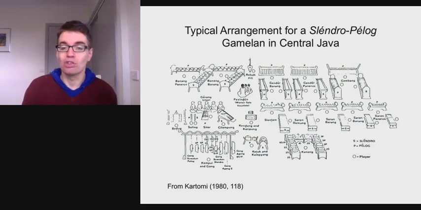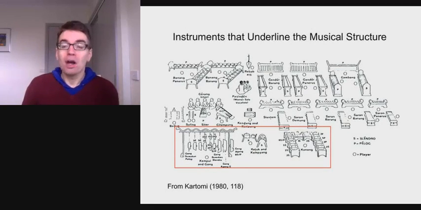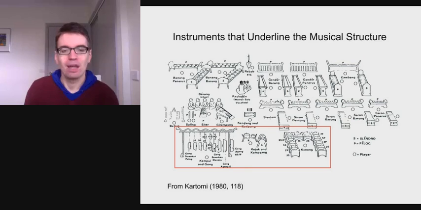So let's move on to talk about the instruments that are portrayed in this figure on the screen. First, I want to talk about instruments that help underline the musical structure of gamelan compositions. The instruments that help underline the musical structure are various gongs of all different shapes and sizes. I've highlighted suspended or hanging gongs, and we can see them there in the gong frame, positioned to the left-hand side of the screen as we're looking at it.